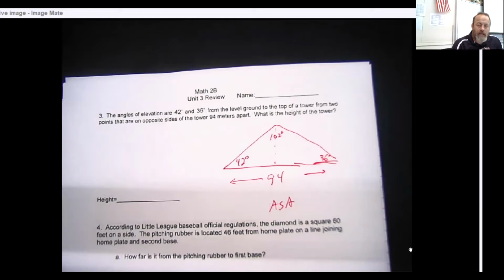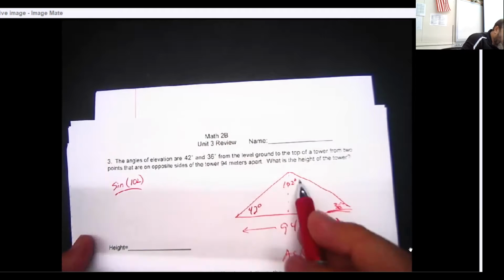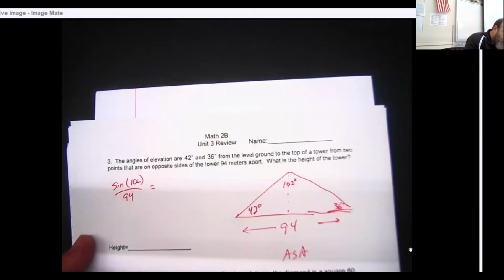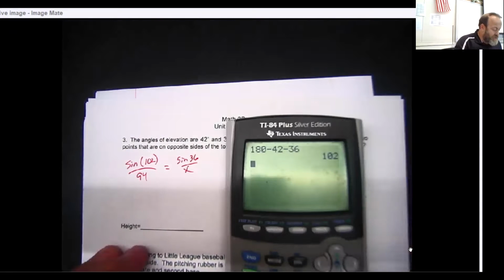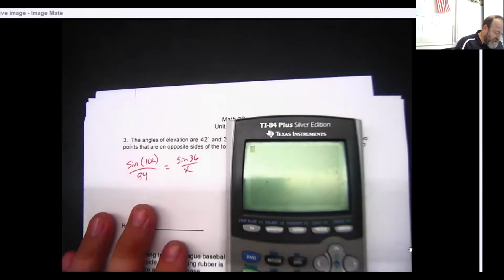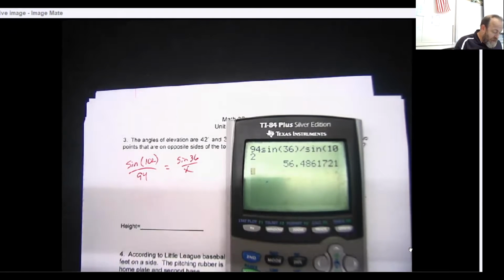Now, that means I could utilize that information to solve for a missing side. So I'm going to say then that the sine of 102 over the opposite side, 94, is equal to the sine of 36 over maybe x. You could name it something else if you wanted to, but that's just kind of how I picked. So that means that 94 times the sine of 36, you'll notice I'm cross multiplying, divided by the sine of 102, that is going to be x.